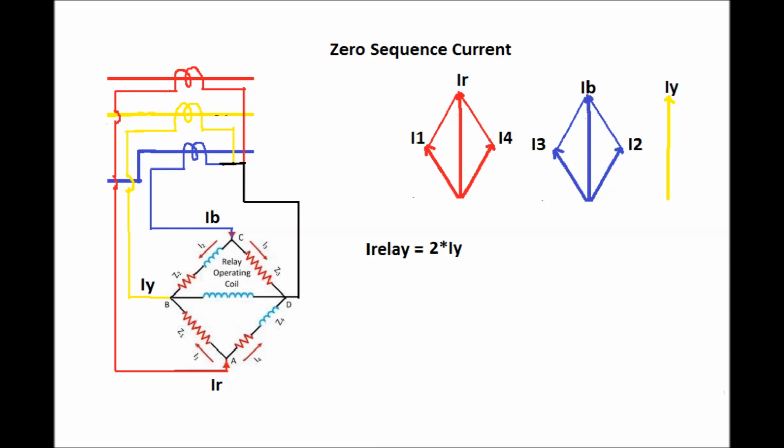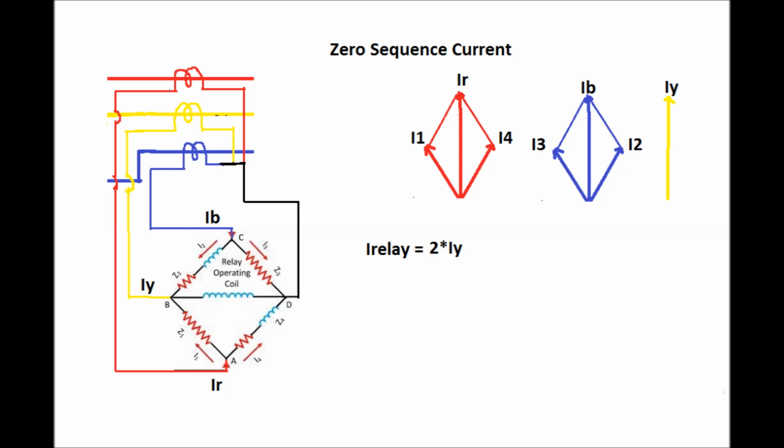Again, due to flow of the zero sequence current, there will be relay current. Here the zero sequence current for IR, IY and IB has been shown in this diagram. Due to flow of the zero sequence current, the two components I1 and I4 will divide in such a way that I1 will lead I4 by 60 degrees. Again due to flow of the zero sequence current at point C, it will divide into two components, that is I2 and I3, in such a way that I2 will lag IB by 30 degrees, and I3 will lead IB by 30 degrees.